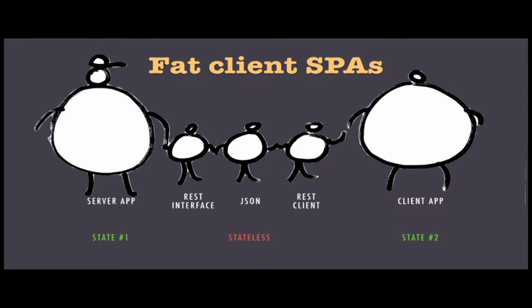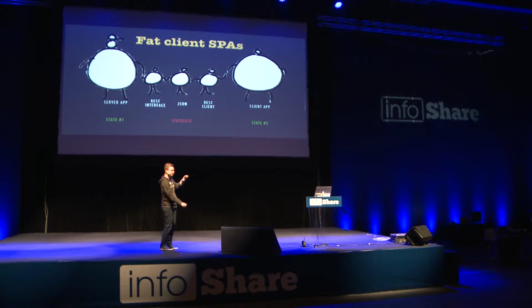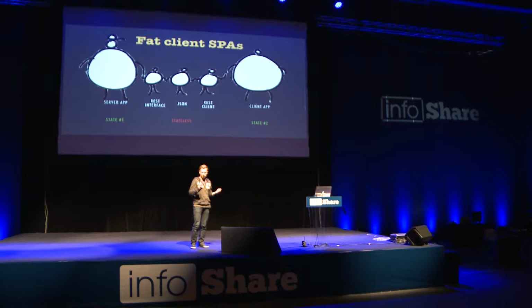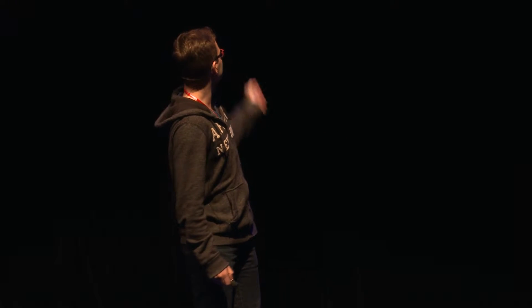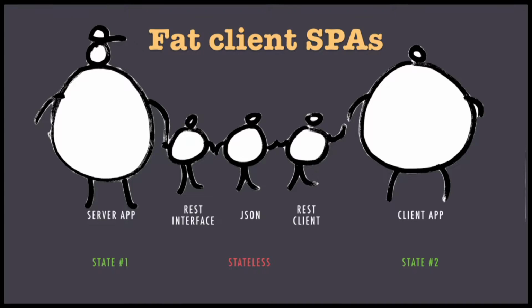Actually, there are two applications that we are dealing with. There is a server-side application that deals with the database and business logic and some application logic, and it exposes a REST interface. And on the client, there is also an application which is responsible for the user interface, and it has a REST client to the server. So they both use a JSON API, which is a contract between these two applications. And the thing is that we are using a stateless protocol to combine two stateful applications.